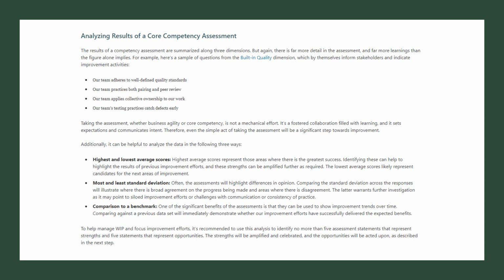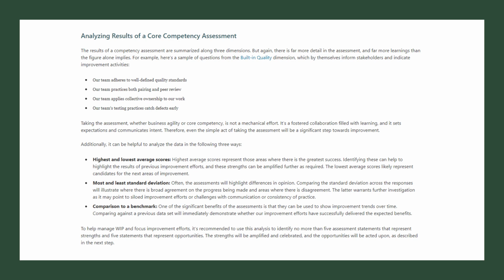Additionally, it can be helpful to analyze the data in the following three ways. First, highest and lowest average scores. The highest average scores represent those areas where there is the greatest success. Identifying these can help you highlight the results of previous improvement efforts, and these strengths can be amplified further as required. The lowest average scores likely represent candidates for the next areas of improvement.